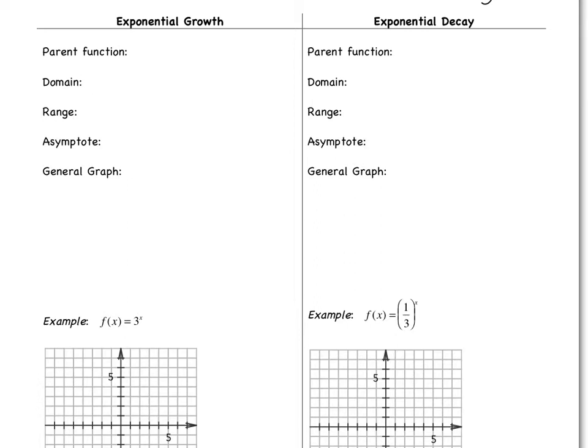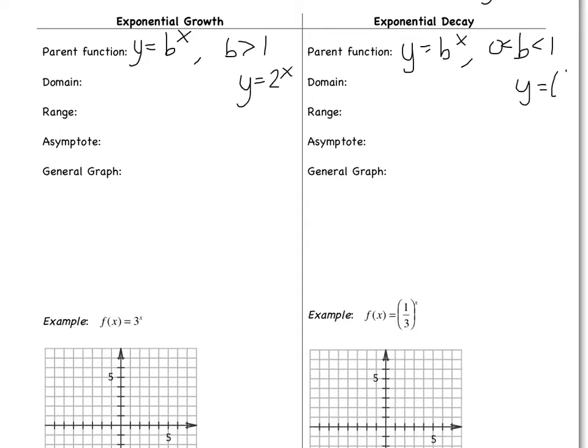So the most basic type of exponential growth is y equals b to the x, and b has to be greater than 1. The most basic type of exponential decay is y equals b to the x, but b is between 0 and 1. So an example of growth would be like y equals 2 to the x. Decay would be y equals 1/5 to the x. 2 is greater than 1, which is why that's growth. 1/5 is between 0 and 1, which is why that's decay. Again, these are just the most basic functions. On the next page, we're going to be shifting them and translating them, moving them around a little bit.